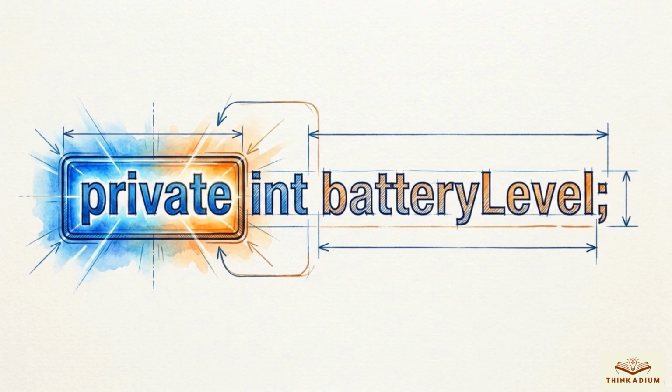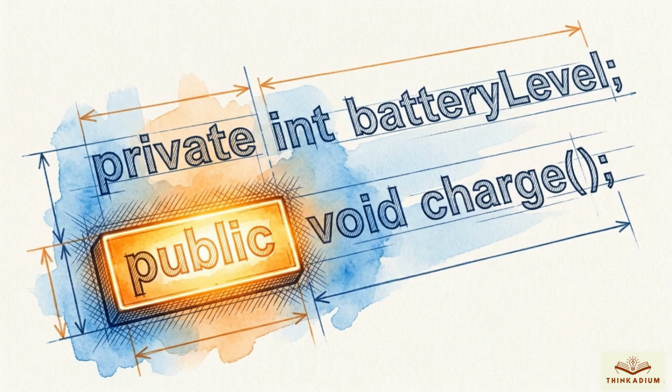This image shows exactly how that looks in Java code. We use the word private to hide the sensitive battery data, and we use public methods to act as our safe charging port to modify that data.